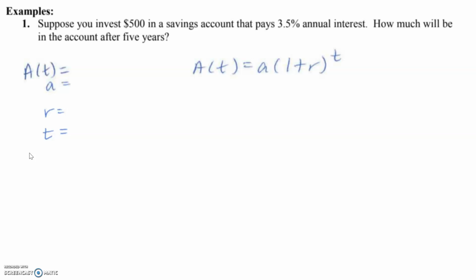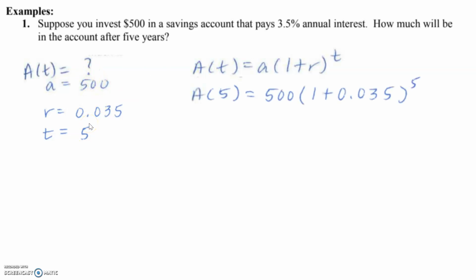In this case, what we know is that $500 is our initial amount, that's A, and that our rate is 0.035. We're always going to take our percentage interest or our percentage rate of decay and write it as a decimal. And we know our time is 5. We don't know the ending amount in our account. So we have these 4 variables, we know 3 of them. We can substitute in and type everything into our calculator.